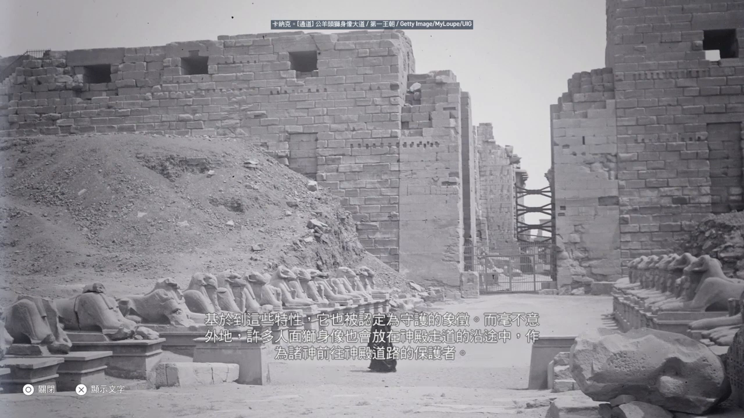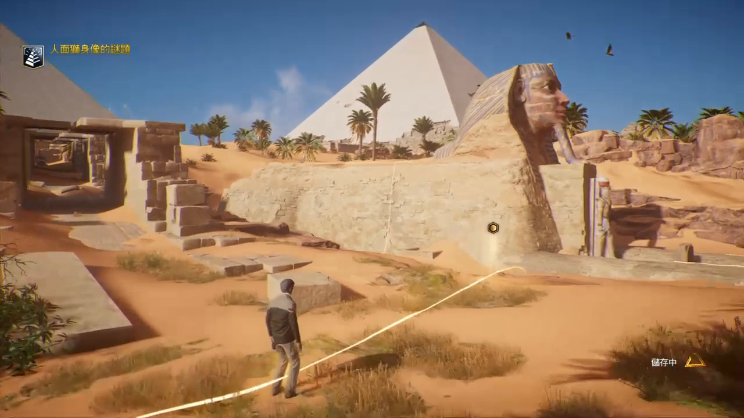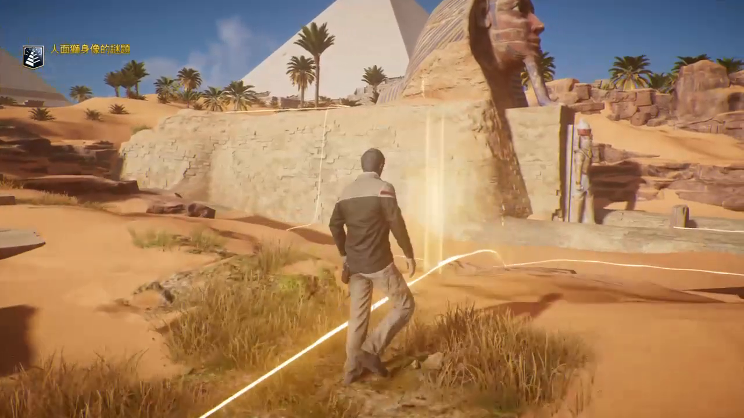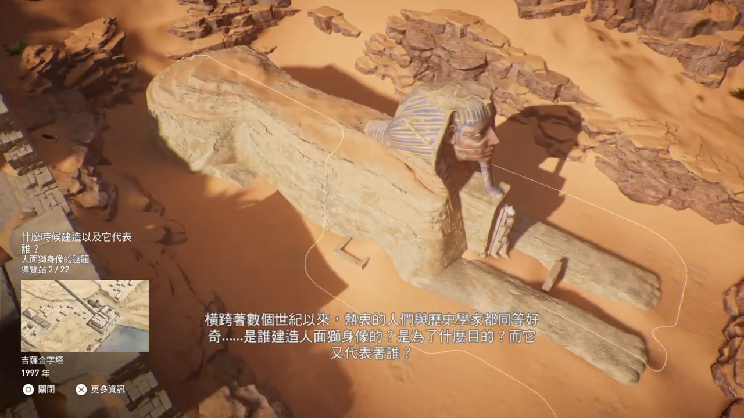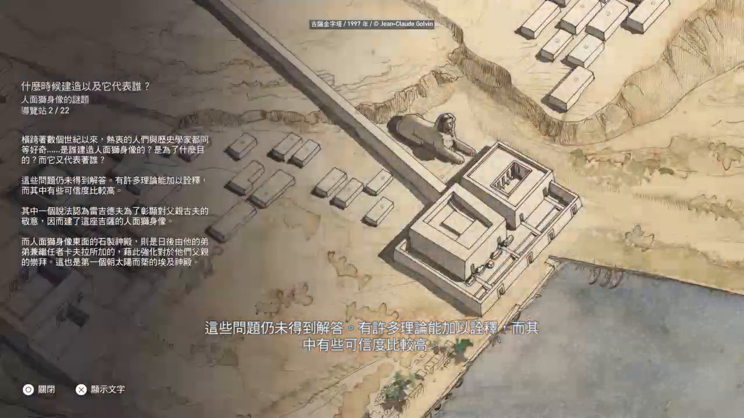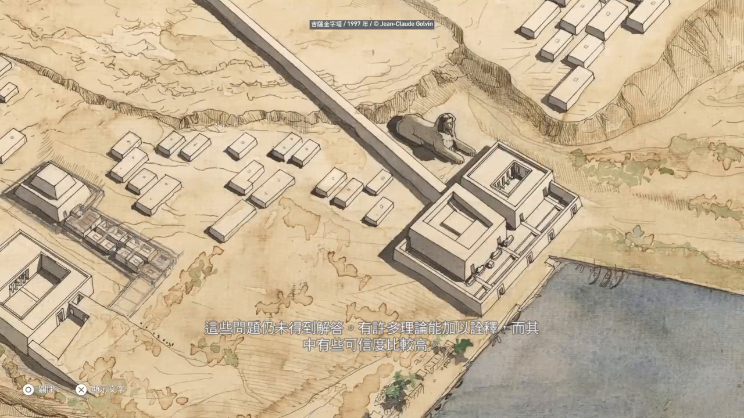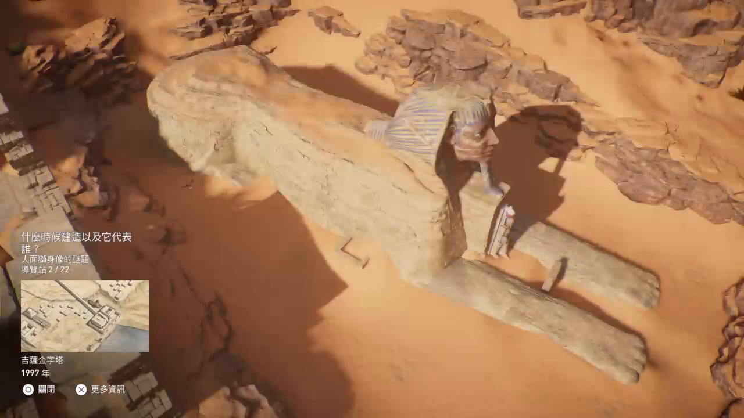Unsurprisingly, statues of sphinxes could be found along the dromos, protectors of the path taken by the gods to reach the temples. Over the centuries, enthusiasts and historians alike have wondered, who built the Sphinx? For what purpose? And who does it represent? These questions remain unanswered. Several theories do exist, however, some more credible than others.